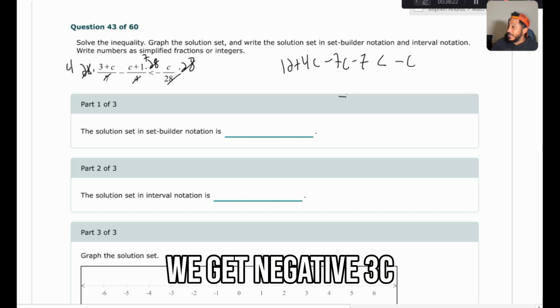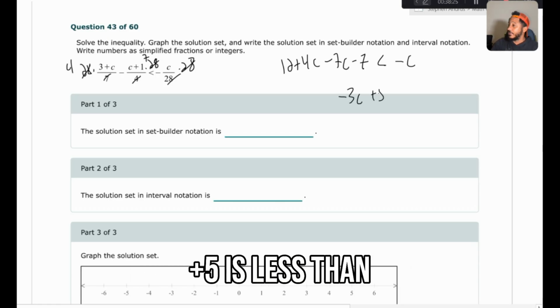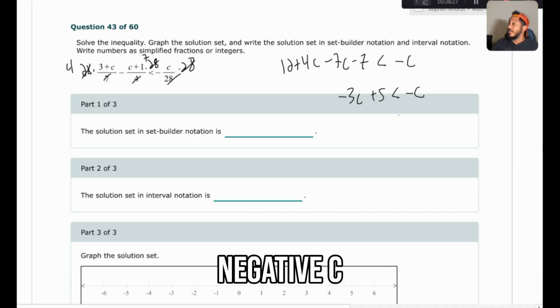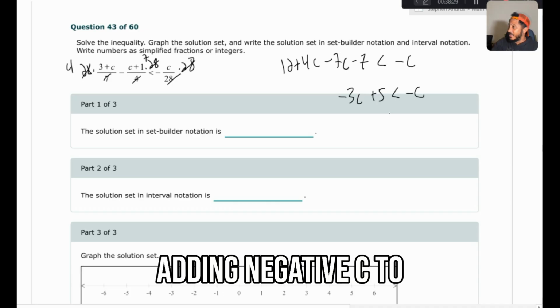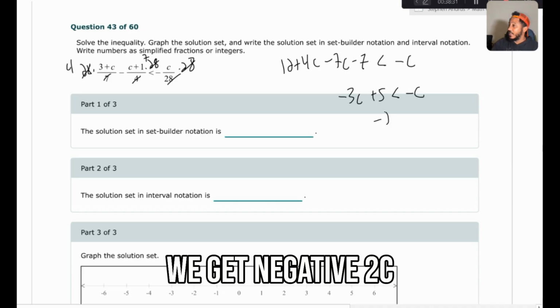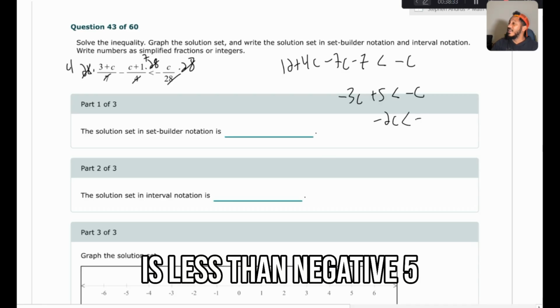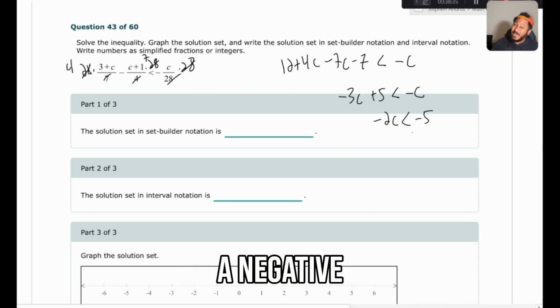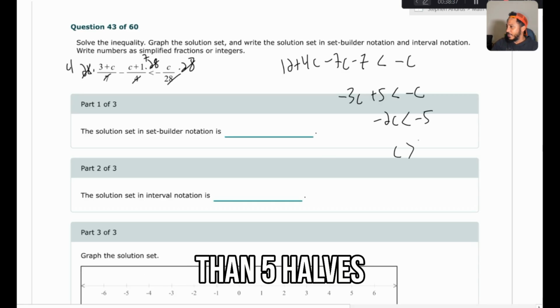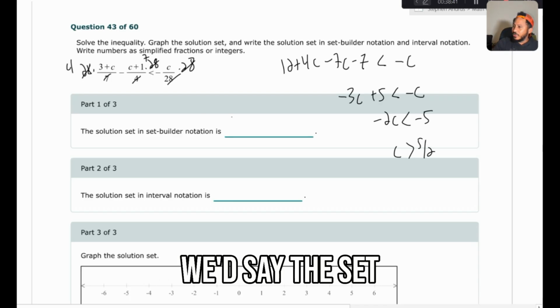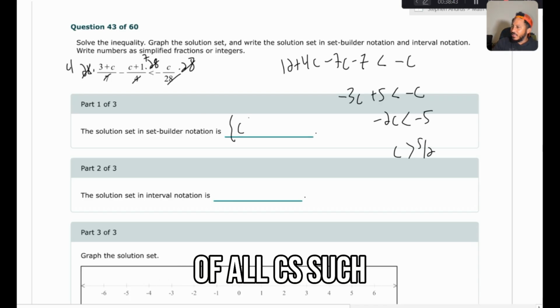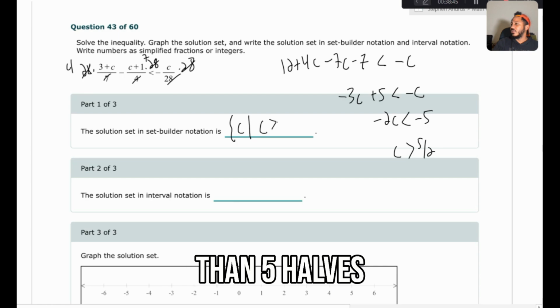Combining like terms, we get negative 3c plus 5 is less than negative c. Adding negative c to both sides, subtracting 5, we get negative 2c is less than negative 5. But then dividing by a negative, we flip the inequality. So c is greater than 5/2. So in set builder notation, we'd say the set of all c's such that c is greater than 5/2.